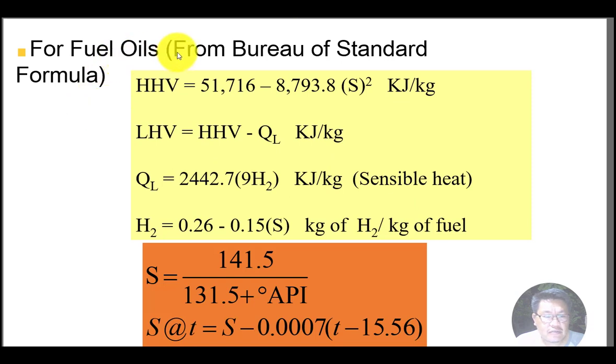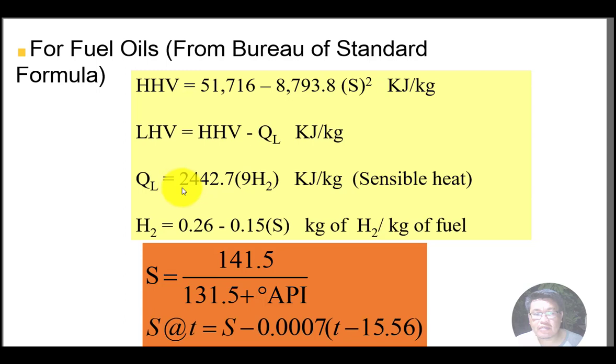Then for fuel oils from Europe's standard formula, the higher heating value is equal to 51,706 minus 8,703.8 times sulfur squared. If sulfur is given, the result is in kilojoule per kilogram. The lower heating value is equal to the higher heating value minus the sensible heat, which is also in kilojoule per kilogram.